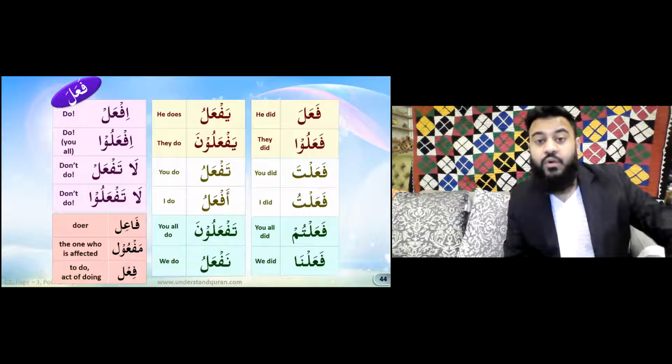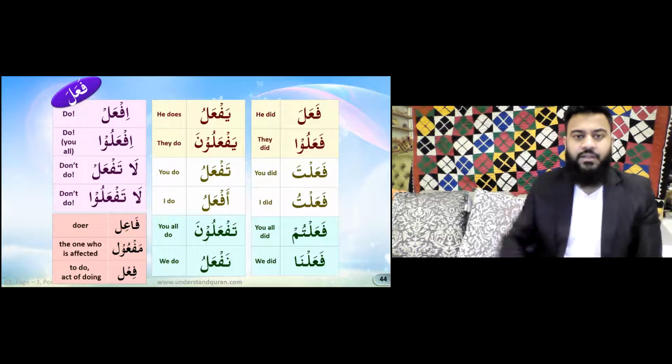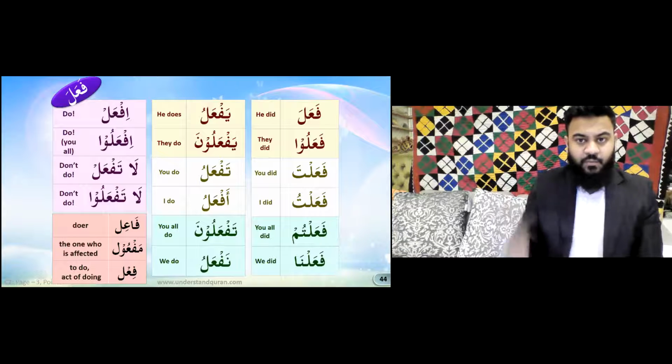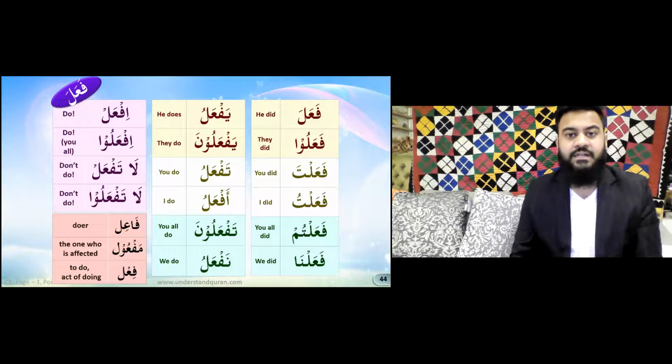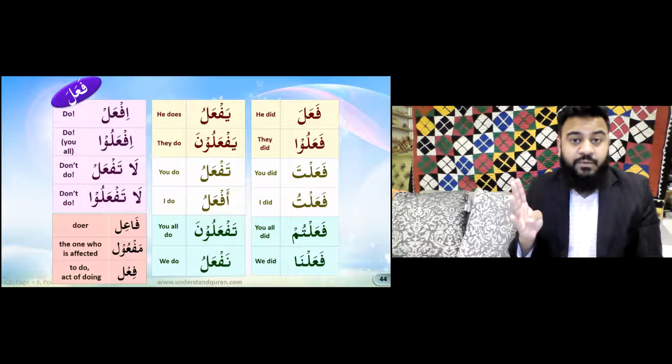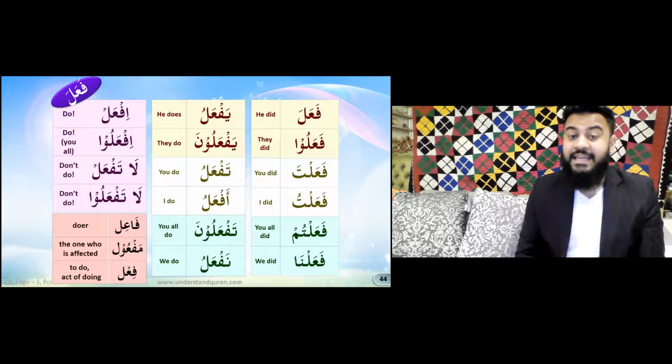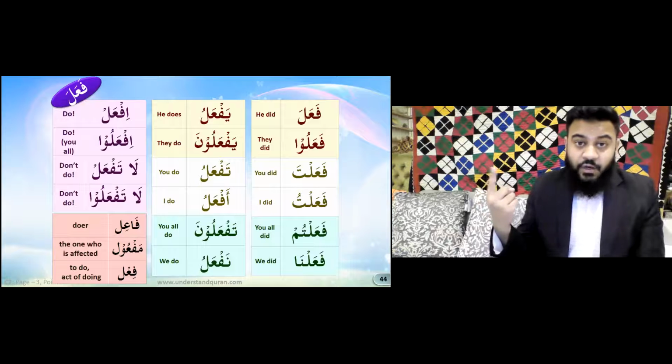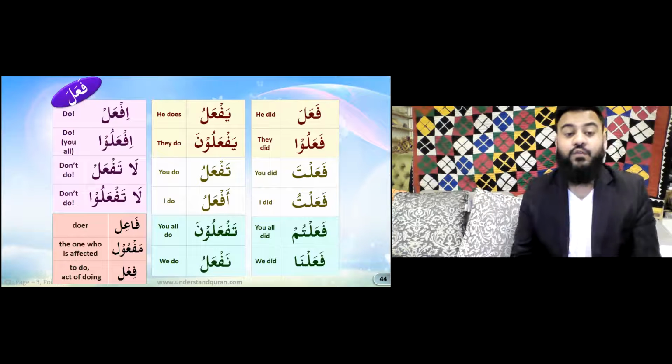The top four words are the amr, the command form. Then we go like this. The TPI, remember, one finger, top to bottom if it's singular, four fingers if it's plural. The last two words there are the nahi, or the negative command, where we go from left to right. Same thing, one finger if it's individual, singular, and four fingers for plural.